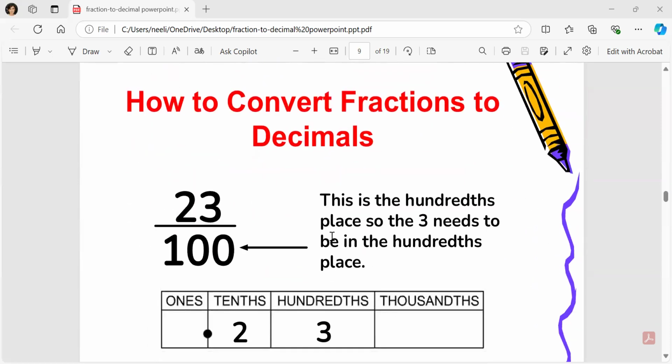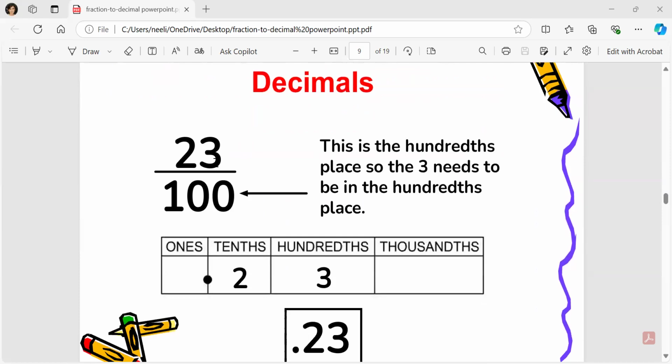Now the next subtopic is how to convert fractions to decimals. So the fraction given here is 23 upon 100. We can see here this 100. The last number is 3 and 3 is at the hundredth place.